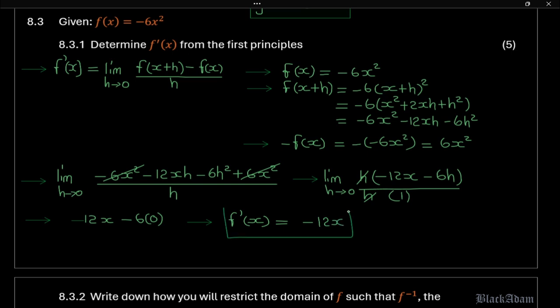You can also use the power rule to prove that it's correct. So, the steps: first, we have the equation for the first principle. Number 2, we write the equation itself. Number 3, we substitute x with x plus h. Number 4, we change the sign of the function. Step 5, we simplify. Step 6, we factor out h, and step 7, that's our final answer. So we move on to 8.3.